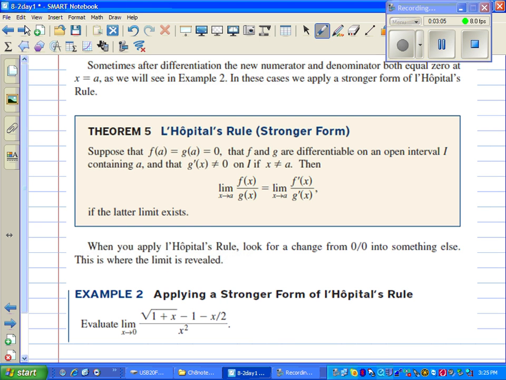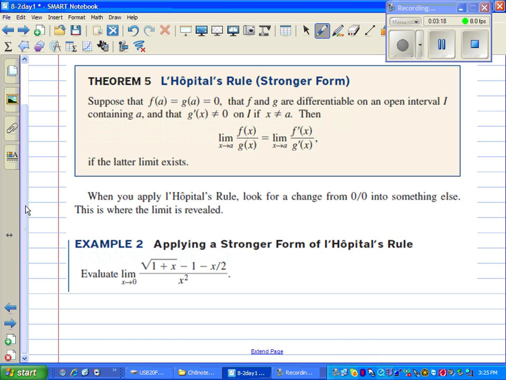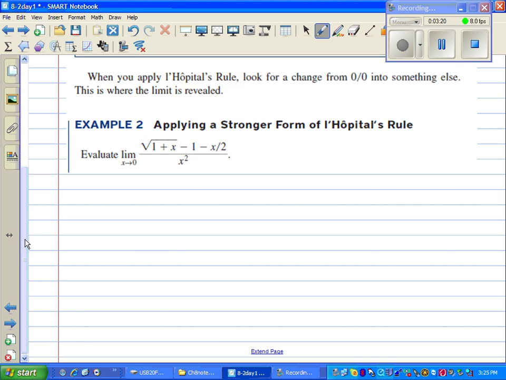Sometimes after differentiating, the new numerator and denominator both equal 0 at x equals a. As we will see in example 2, in these cases we apply a stronger form of L'Hopital's rule. Now all this says is that you can keep taking derivatives as long as you get an indeterminate form. So let's look at example 2 here.